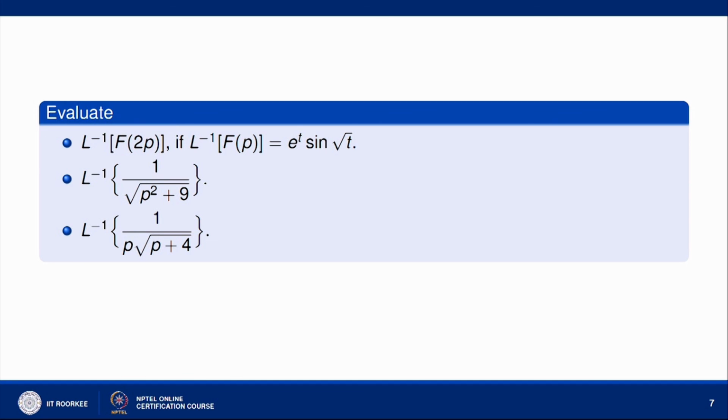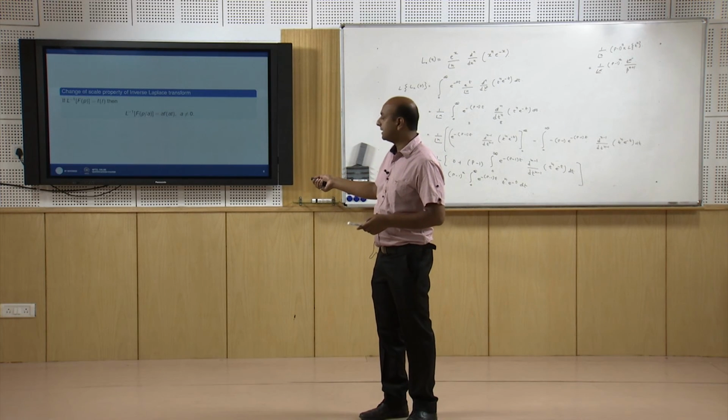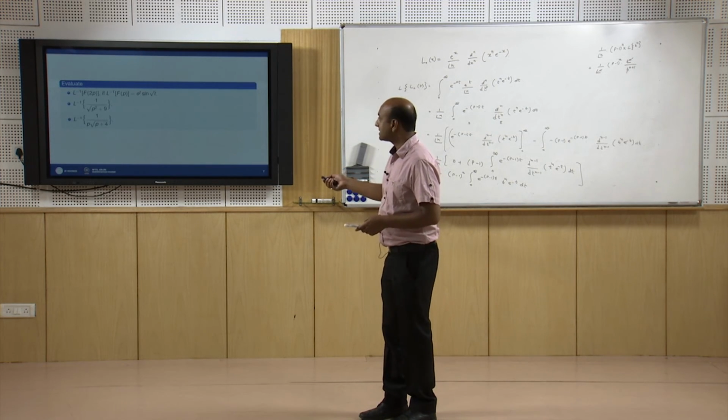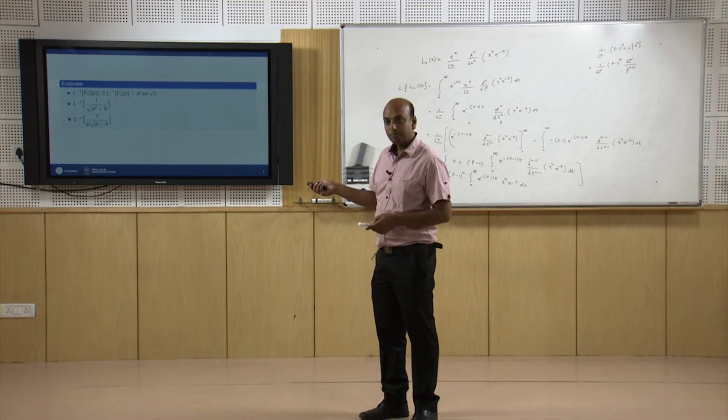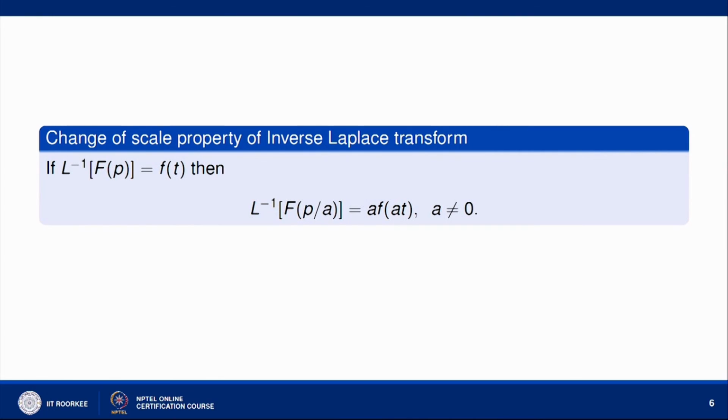Suppose we want to solve the first problem. The Laplace inverse of f(p) is given to us as e to the power t sin under root t, and we want to find the Laplace inverse of f(2p). When you compare with this, a is nothing but 1 by 2. So you simply replace a by 1 by 2. That means the Laplace inverse of f(2p) will be 1 by 2 f(t by 2), because a is half and this expression is f(t).